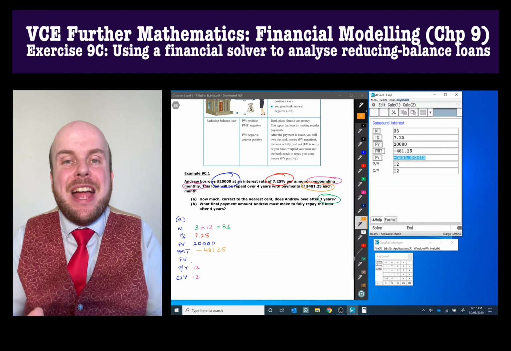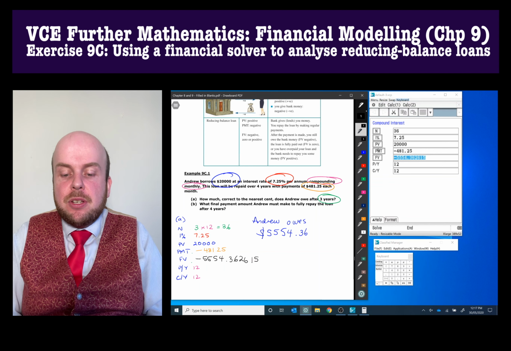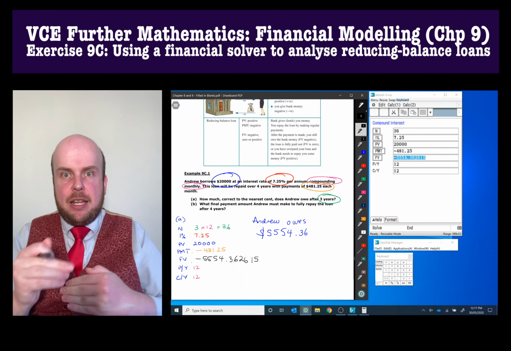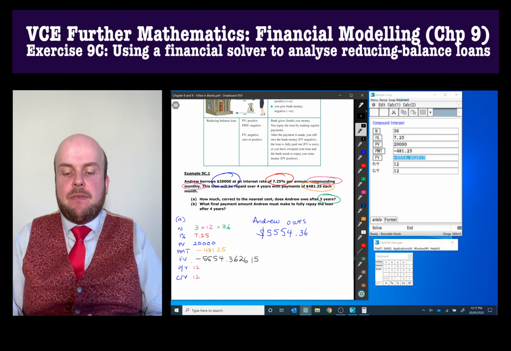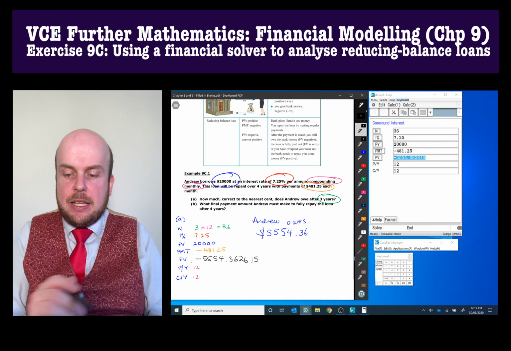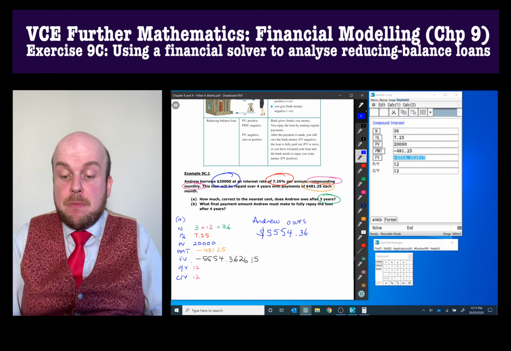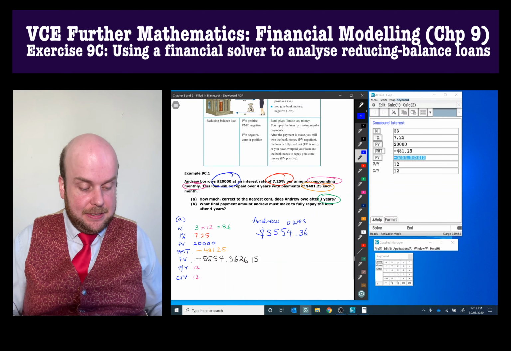So after 3 years, I will still owe $5,554. Please don't write negative $5,554. So Andrew owes $5,554.36. He doesn't owe negative, because that's 2 negatives then. He's owing and owing. That doesn't make sense. So he owes $5,554.36.